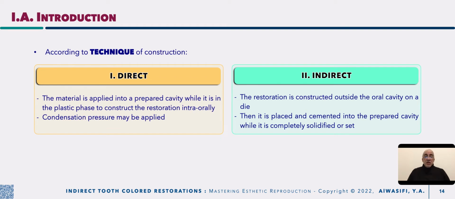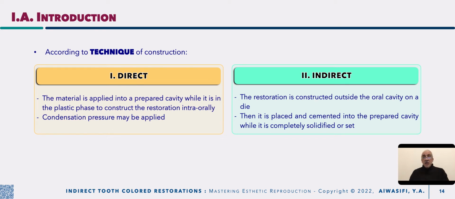In the first one, which is direct, the material sets inside the cavity, in certain cases like that of amalgam restoration, under condensation force that increases the adaptation rate, and at the same time the cavity could be supplied with mechanical undercuts to add axial retention.